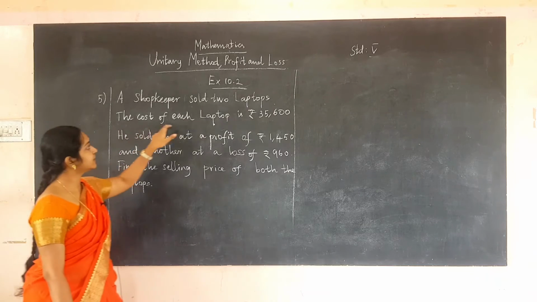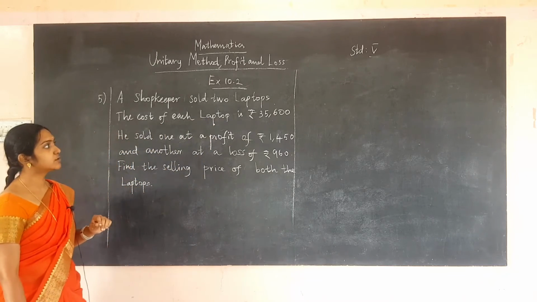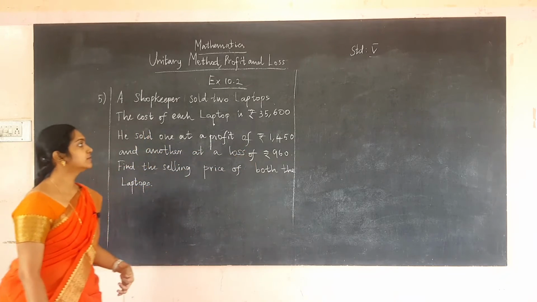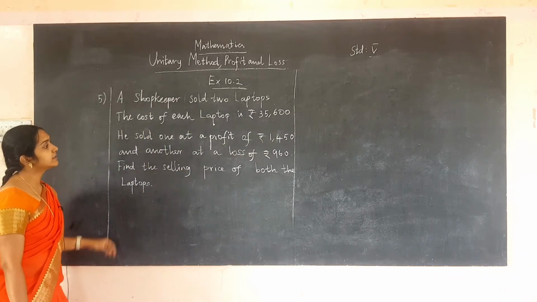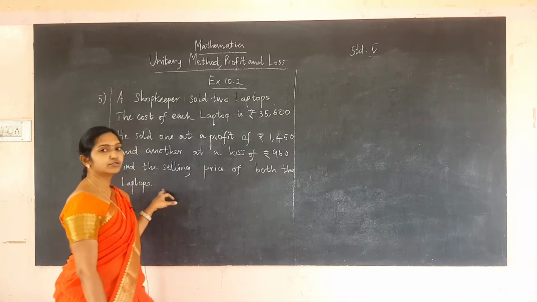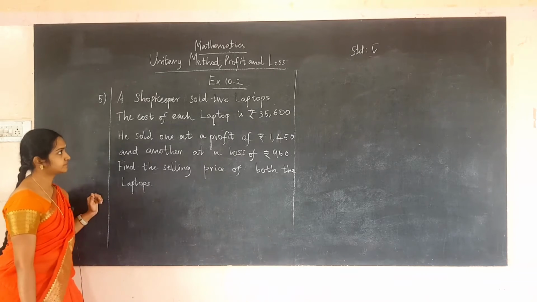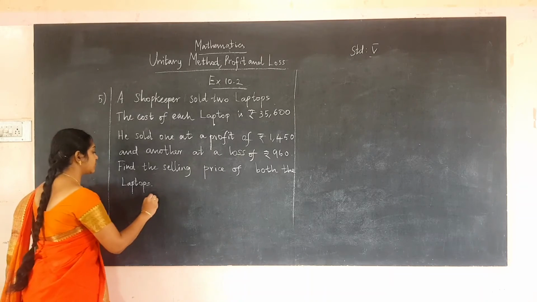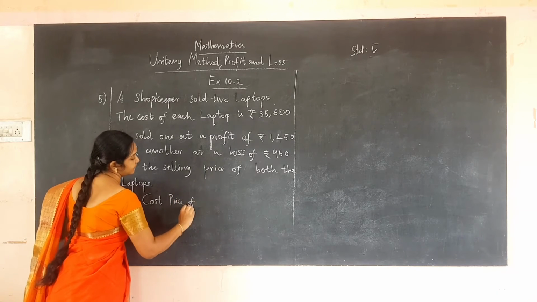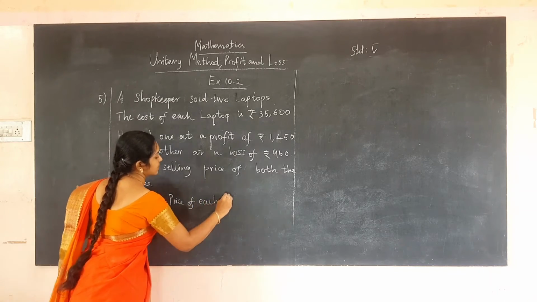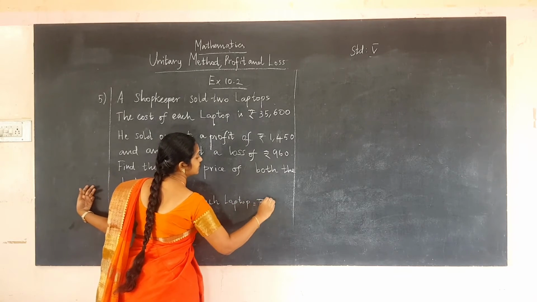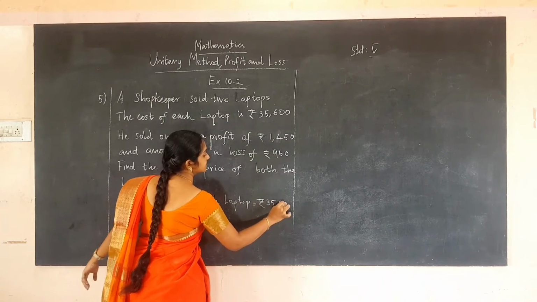The cost of each laptop is rupees 35,600. He sold one at a profit of 1,450 and another at a loss of rupees 960. Find the selling price of both the laptops. Cost price of each laptop is given as rupees 35,600.